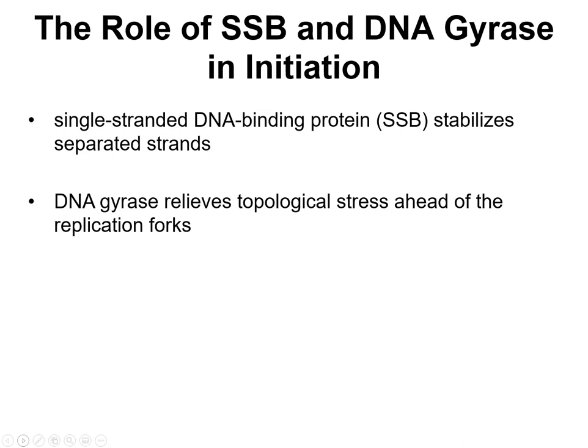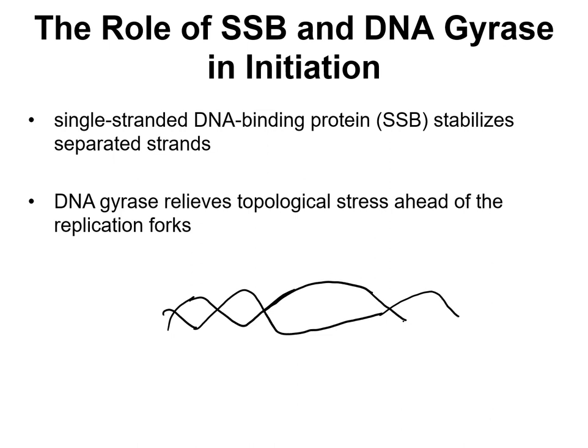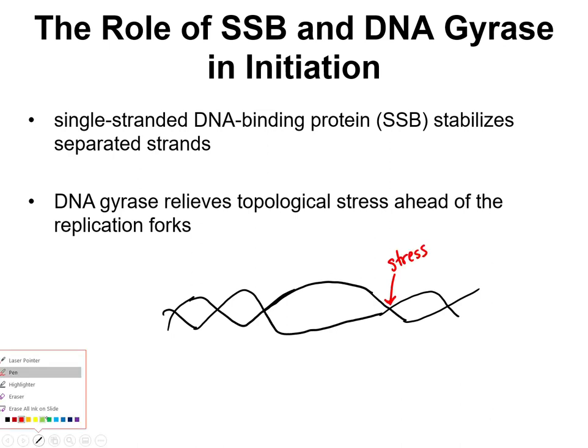We also have DNA gyrase, which is one of those topoisomerases that relieves the stress ahead of the replication fork. So if you've got, remember I'm no artist, and then you've got this bubble, there's going to be stress here if this is your replication fork.